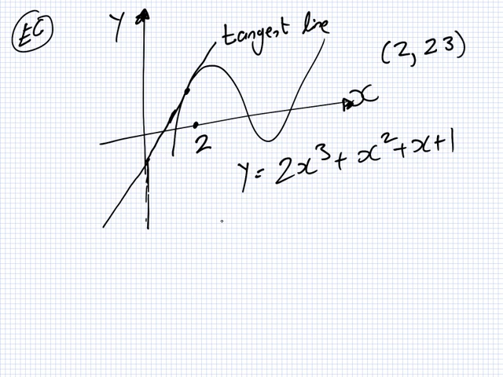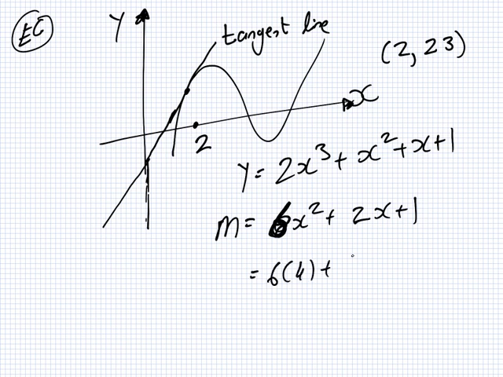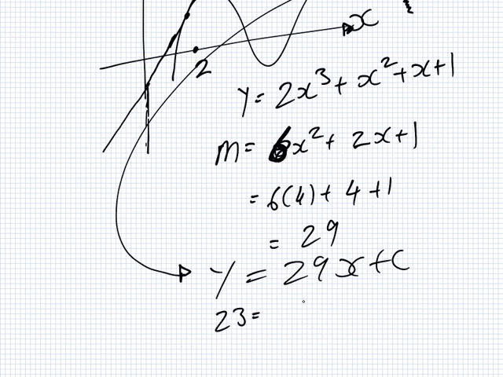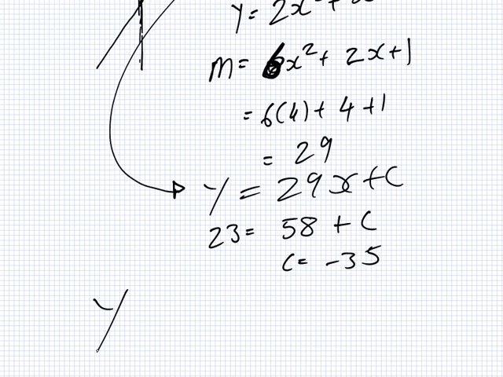Okay, so here we have m will equal 6x squared plus 2x plus 1, which is 6 times 4 plus 2 times 2 plus 1, if I use 2 as the x. 29. Okay, thank you. So y equals 29x plus c. If I put that in, then I can get the c. So 23 equals 58 plus c? Yeah, so c is minus 35. So y equals 29x minus 35. That's the tangent line.